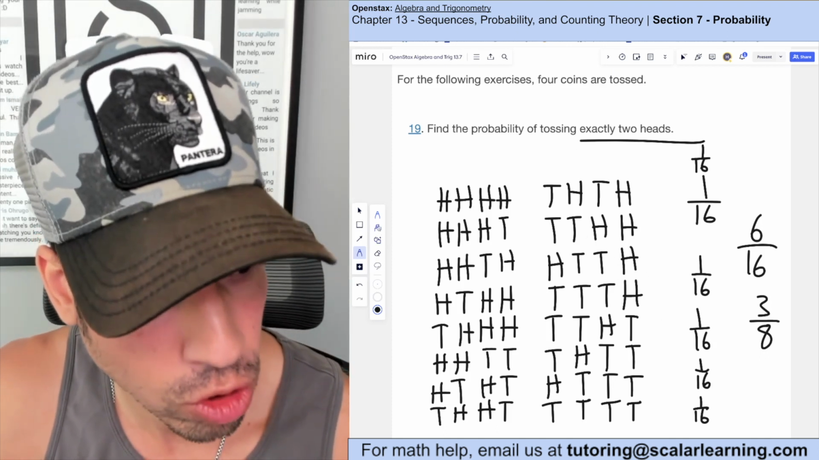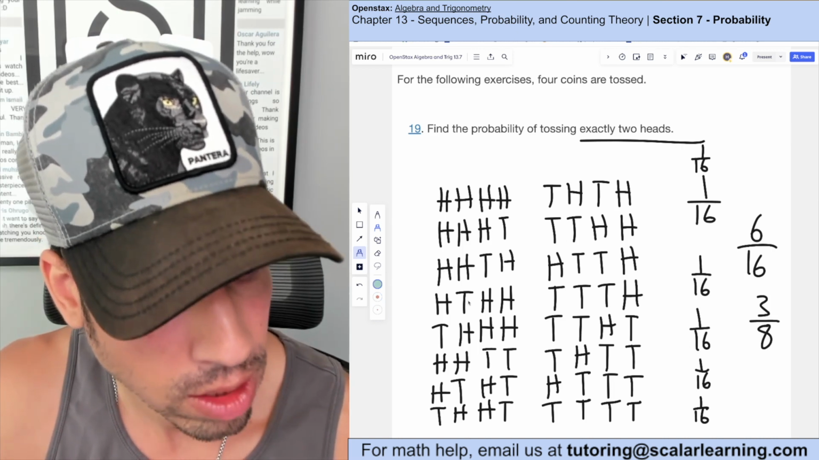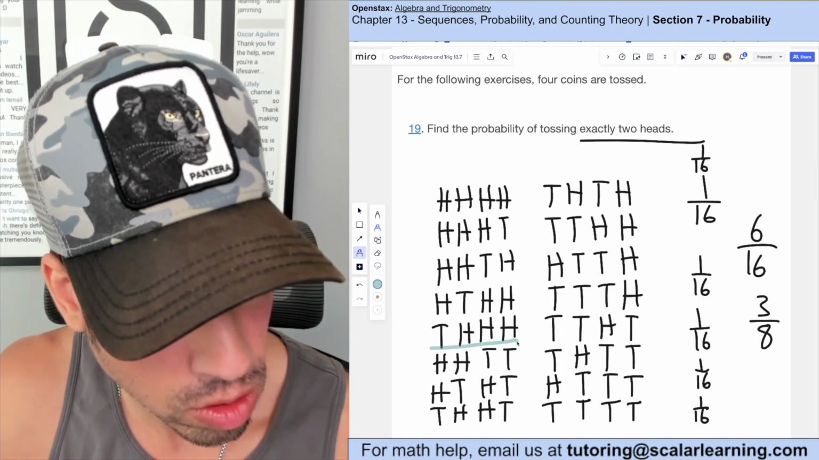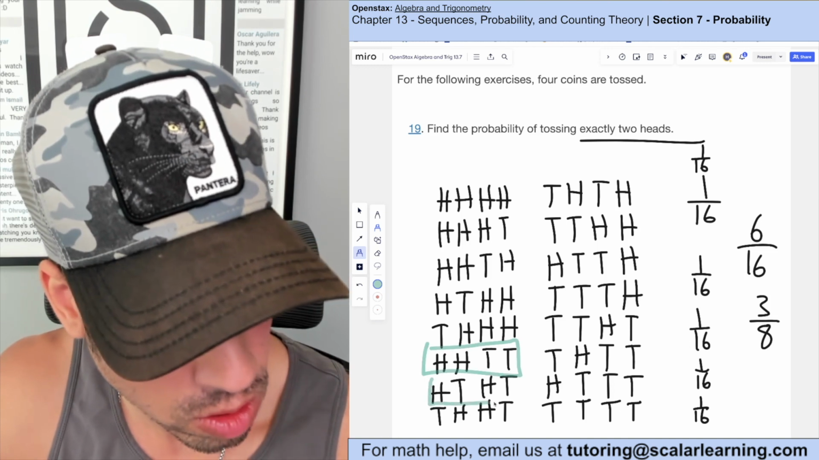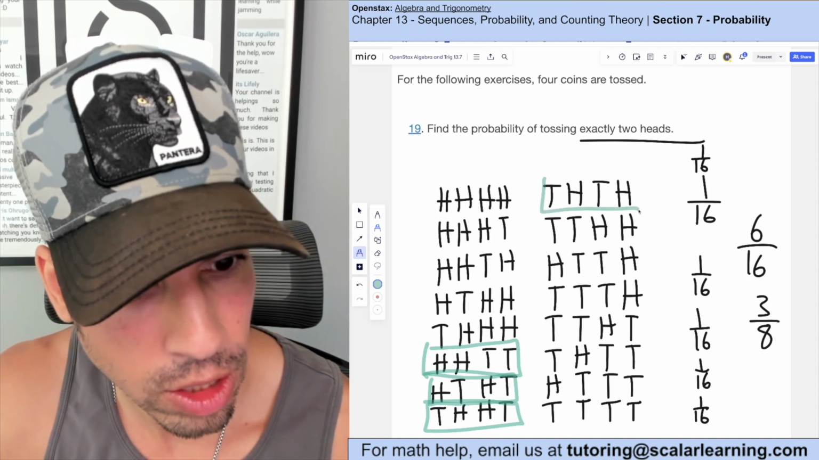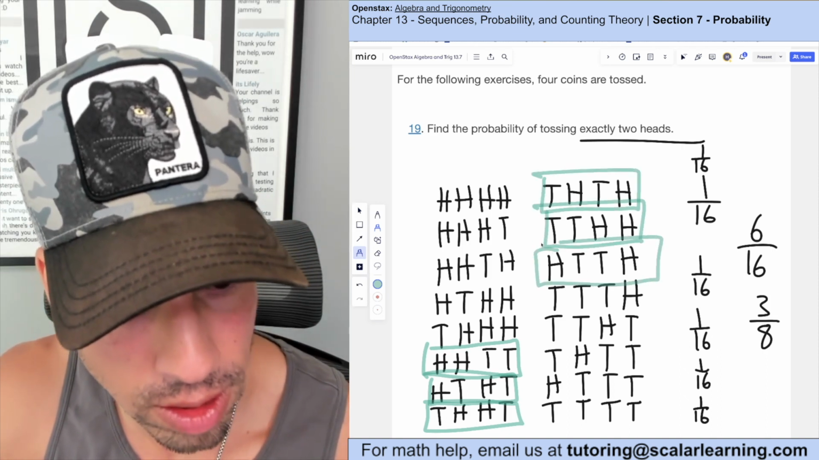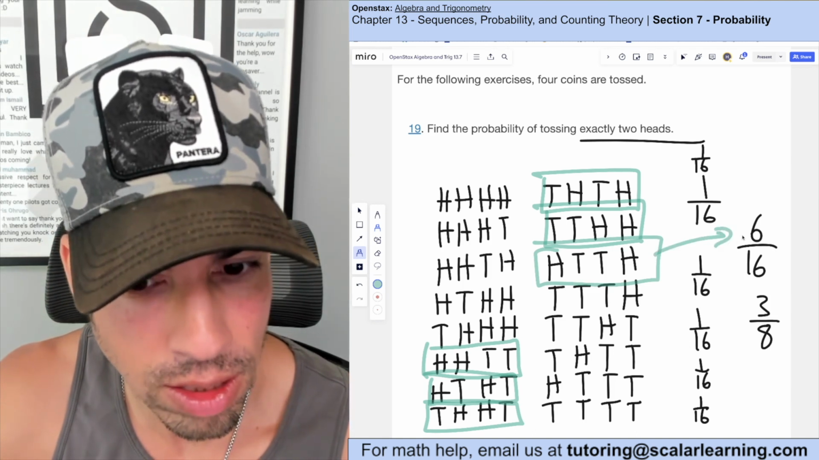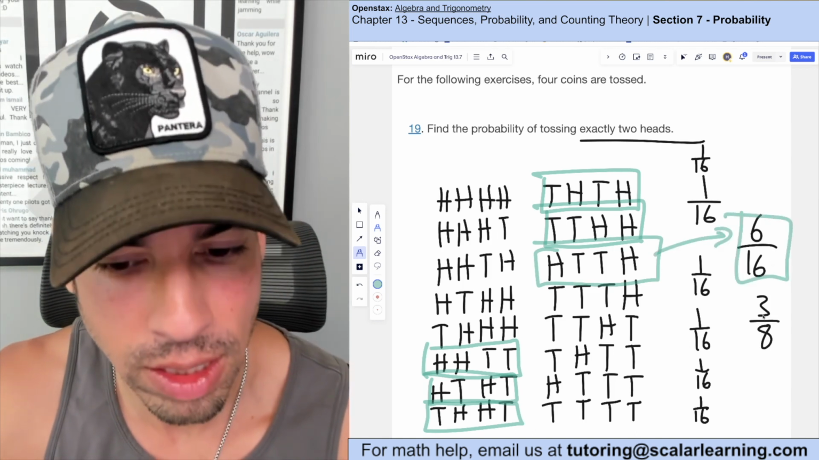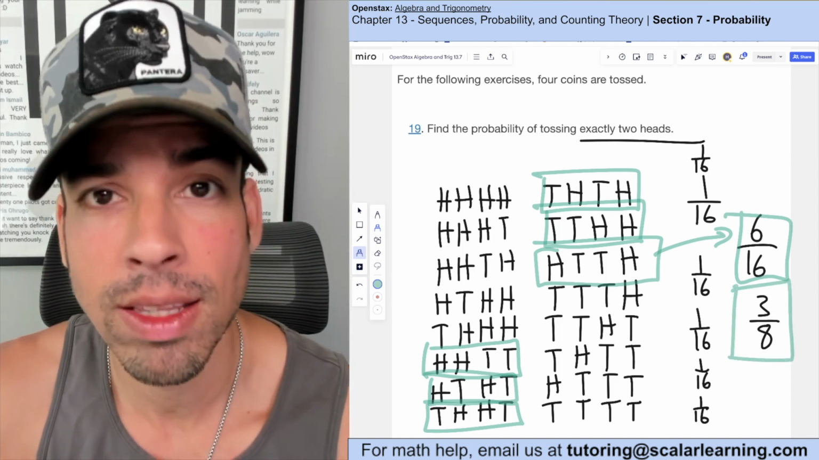Now we need to circle everything where we've got exactly 2 heads. So I've got 2 heads here, that's 1. Here, that's 2. Here, that's 3. And here, that's 4, and here, that's 5. And sorry, one more here, that's 6. So again, that leads us to this idea of 6 out of a total of 16 outcomes, which will reduce to 3/8. So that's 2 ways to think about it. That's how you do it.